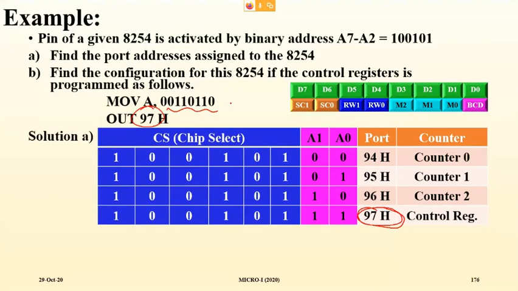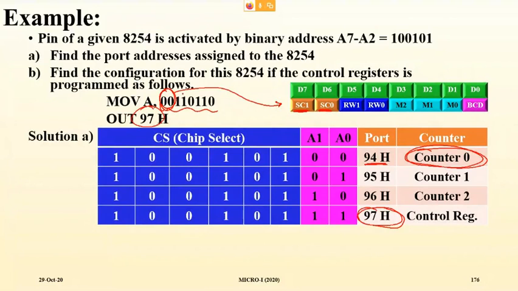Counter 2 is used? Anyone else? Counter 0. Zero. You see from here, the MSB is 0 0. These two bits are representing SC1 and SC0, which select the counter. So when it is 0 0, you are selecting 94, that is counter 0. You are activating counter 0. Clear? So the first 2 bits of the control word register are for selecting the counter.